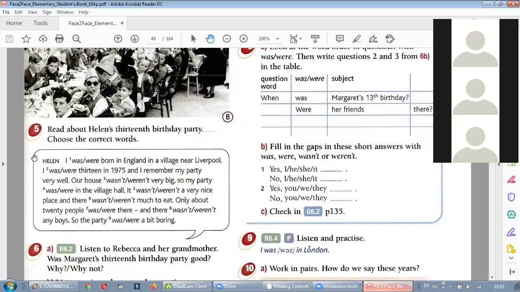I was born in England in a village near Liverpool. I was 13 in 1975, and I remember my party very well. Our house wasn't very big, so my party. Okay. Rashid, can you go back to number 2, please? I was 13 in 1975.